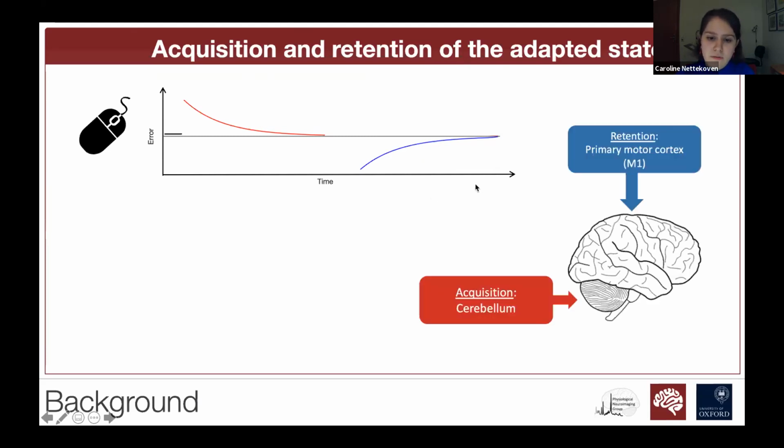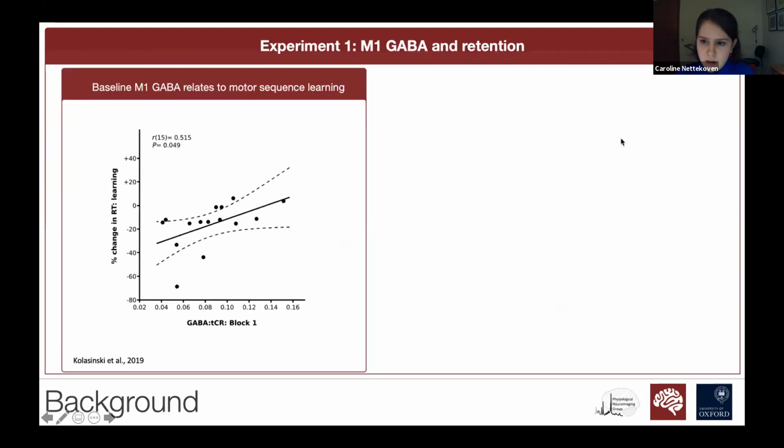Now, there's a framework of adaptation that suggests that the acquisition of an adapted state in an adaptation task primarily involves the cerebellum, whereas the retention of this adapted movement relies on M1. And this is in contrast to other forms of motor learning, such as motor sequence learning, which is thought to primarily involve M1 at the acquisition stage. Now, in motor sequence learning, we know that GABA concentration measured from M1 early correlates with acquisition of a motor sequence. So we therefore hypothesize that in adaptation, where M1 is involved in retaining the adapted state, early M1 GABA concentration would correlate with retention.